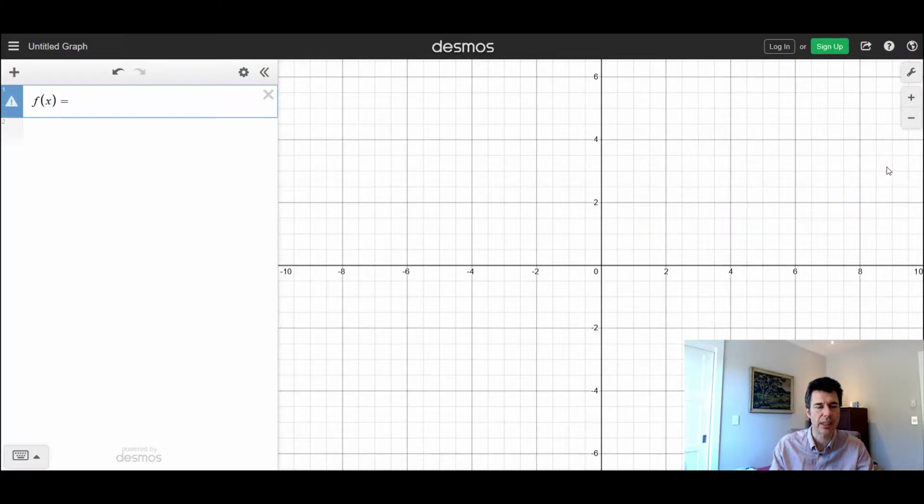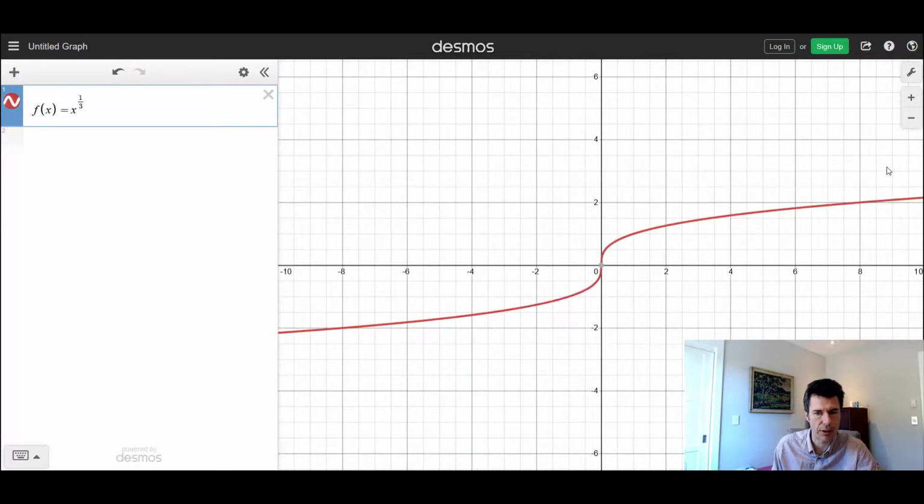The next function is the cube root of x, which I'm going to write as f of x to the 1/3. This looks a little bit like the square root function, except now it is defined for negative numbers. Again, f of 0 is 0, f of 1 is 1, f of negative 1 is negative 1. To get 2, f of 8 is 2, f of negative 8 is negative 2, and so on.